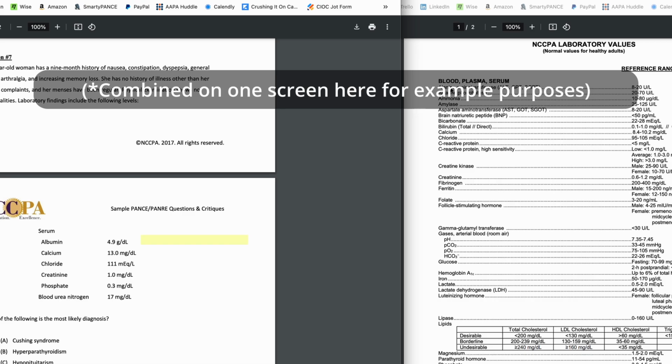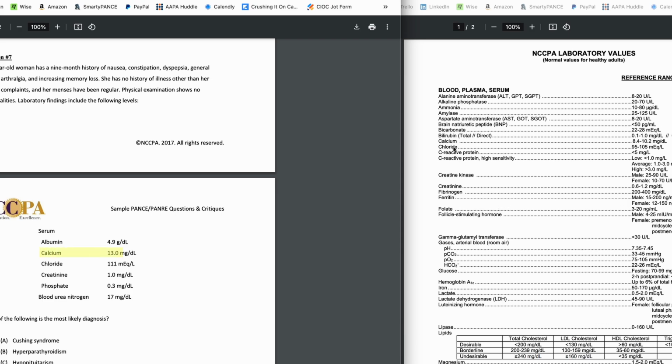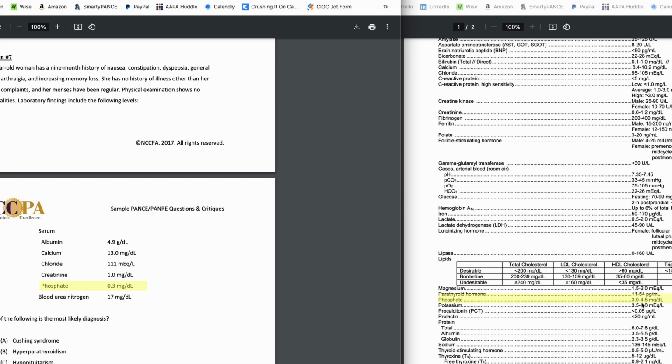So albumin, it's not here under albumin, but it's a protein. So we come down here to the P's. Here, albumin, we see 4.9, that's in the normal range. Calcium, come back up here. Calcium is 13 and normal cutoff is 10.2. So like, oh, our calcium is high. Okay, chloride is right underneath it. Chloride's a little high. And now we look at creatinine, that's normal. Phosphate here is super low. They're at 0.3 and this starts at 3, so super, super low. The other ones are a little high, but that is super abnormal.